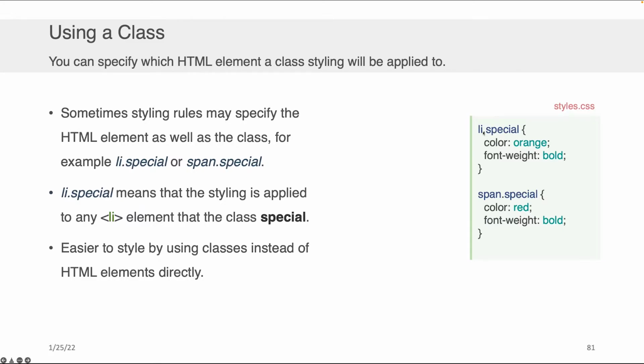So any li elements that are class special will become orange and will have font weight bold. Any span elements in HTML that also have the class special will have a color red and a font weight bold.